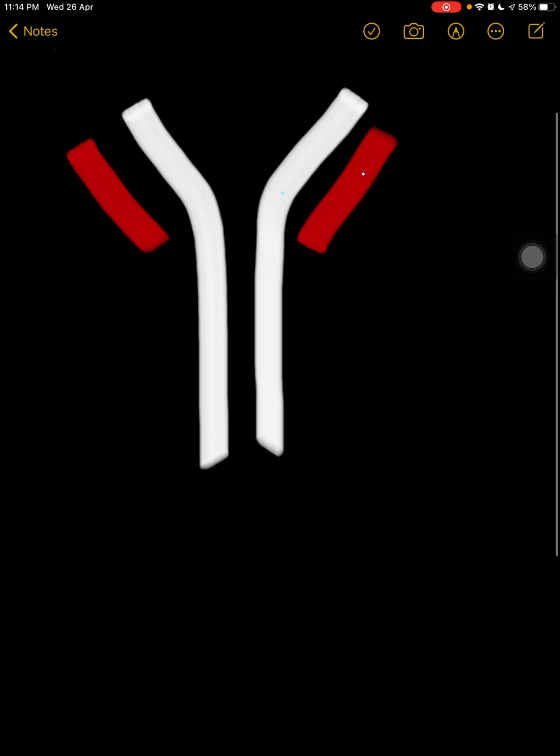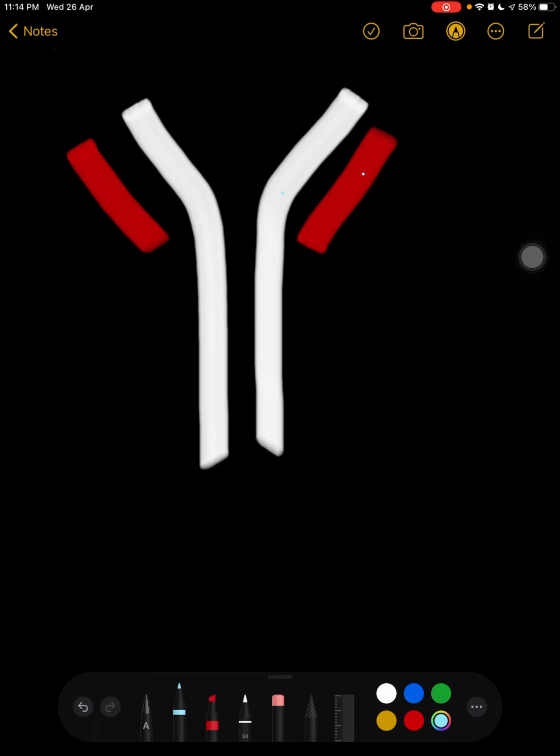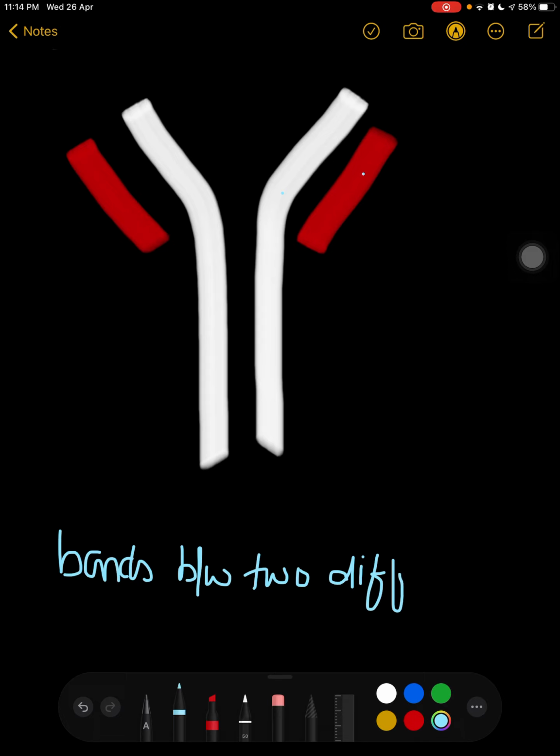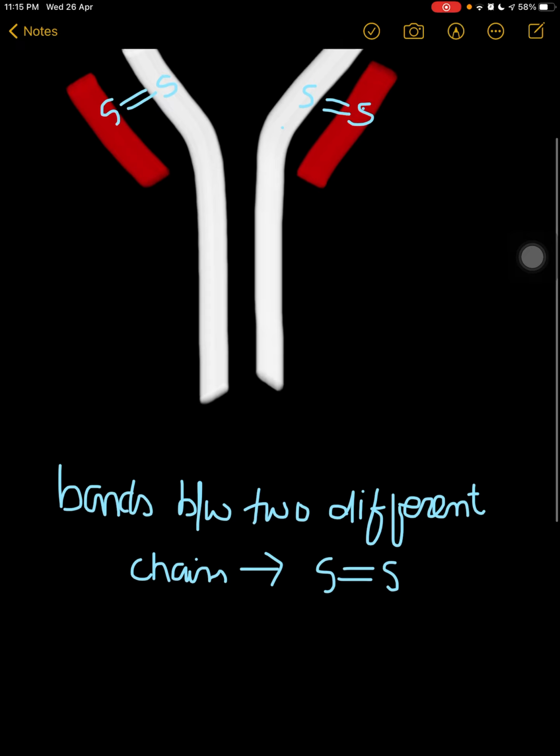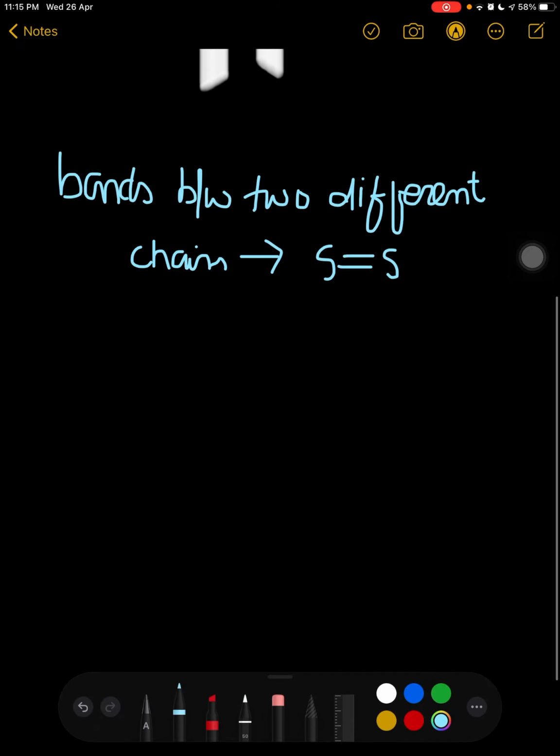Okay, if there are bonds between two different chains, that bond will basically be a disulfide bond. So you can see over here we have a light chain and a heavy chain, so there will be a bond, right? Here will be a bond as well, and there will be a bond between two similar chains as well.